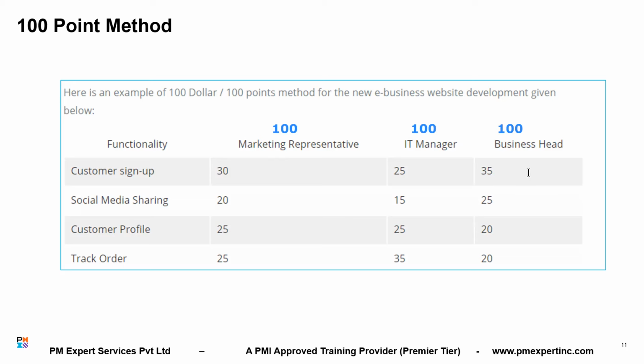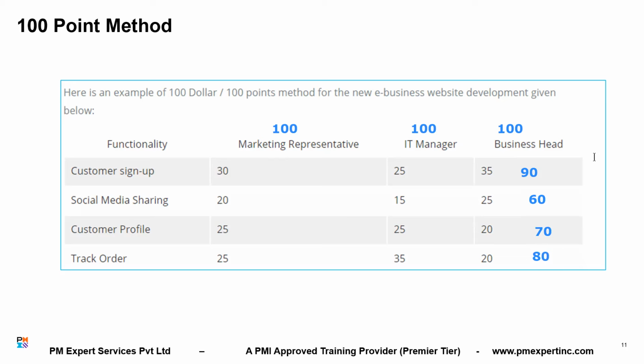Now tell me, what is the total number of points or dollars received by customer sign up? Is it 90? How many points did social media sharing receive? 60. How many points did customer profile receive? 70. And how many points did track orders receive? 80.